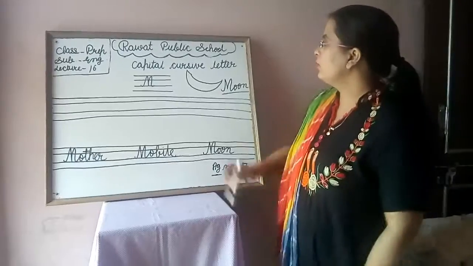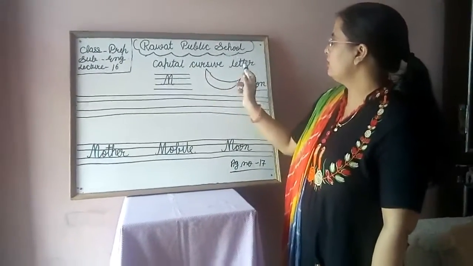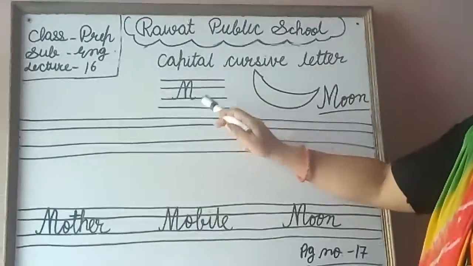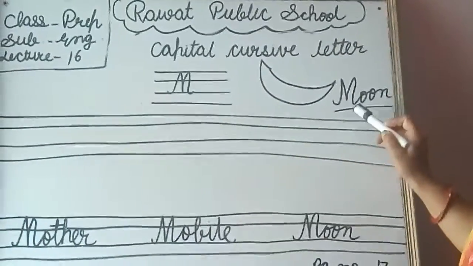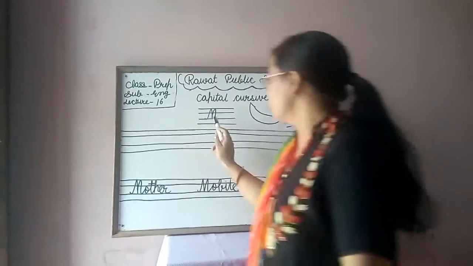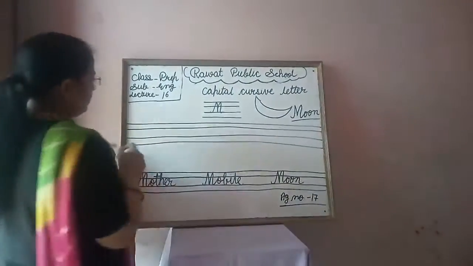Students, today we are going to learn capital cursive letter M. Capital cursive letter M. M for moon. M-O-O-N, moon. How to write capital cursive M? So let's start.